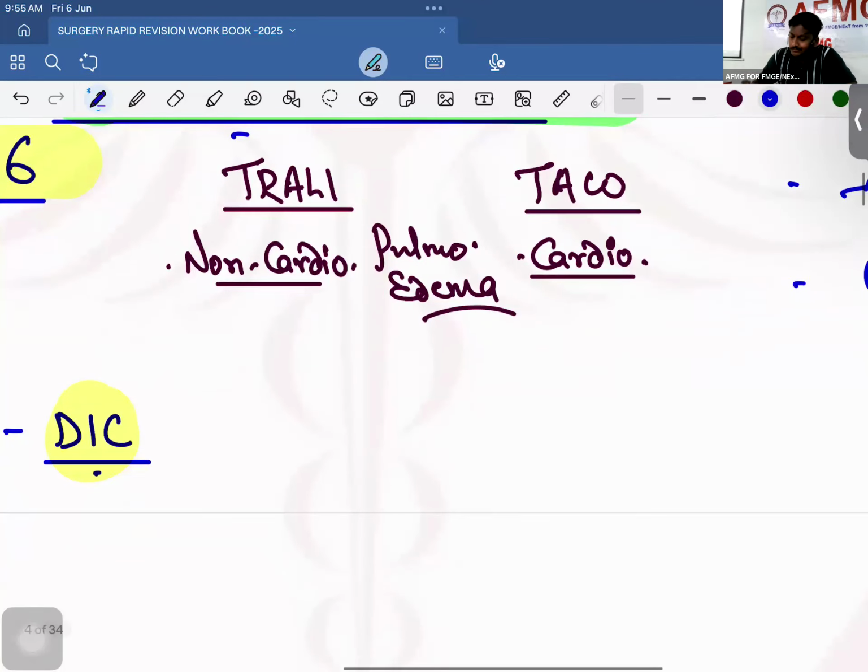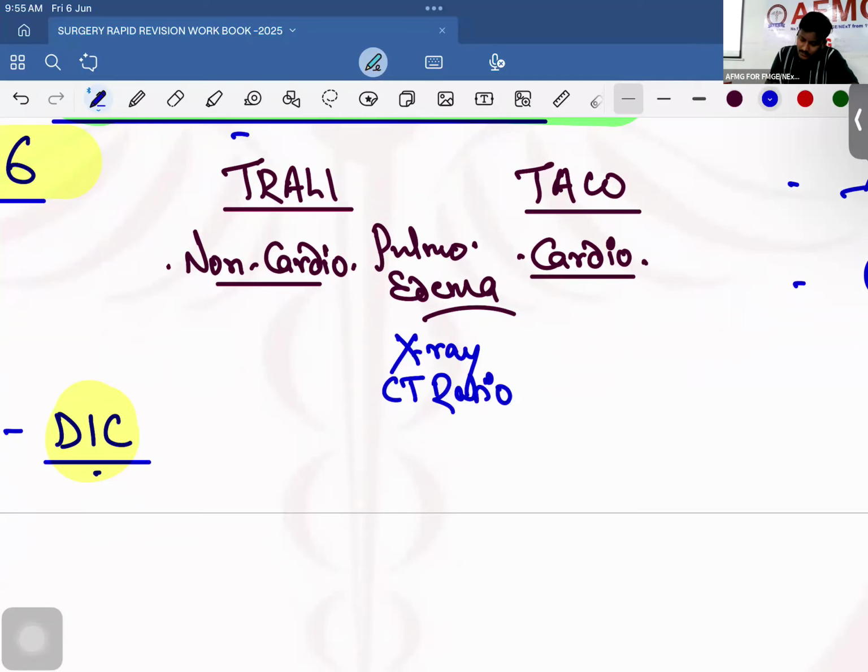This is why you know the major differences. Now, if I look at the chest x-ray of both these patients, what I'll find is that the CT ratio, in which condition is it normal?